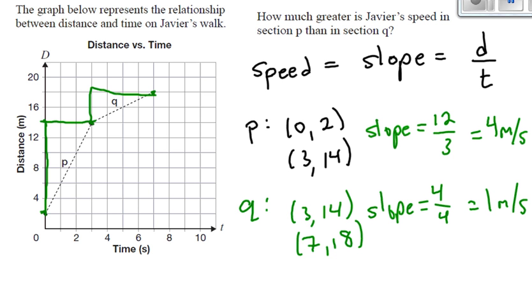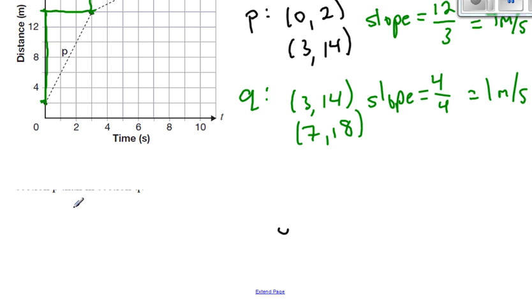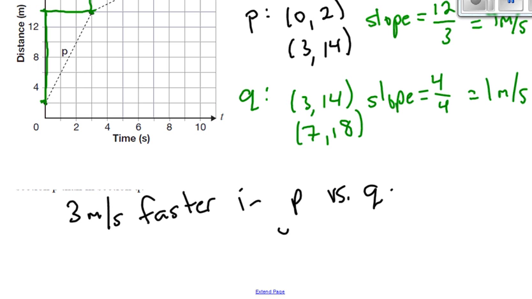And the question, make sure you always answer the actual question, said how much greater is his speed in section P than Q? So what's the difference between the two? So obviously he is traveling 3 meters per second faster in P versus Q, because 4 minus 1 is 3.